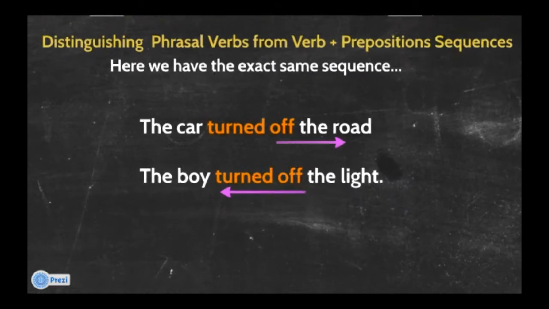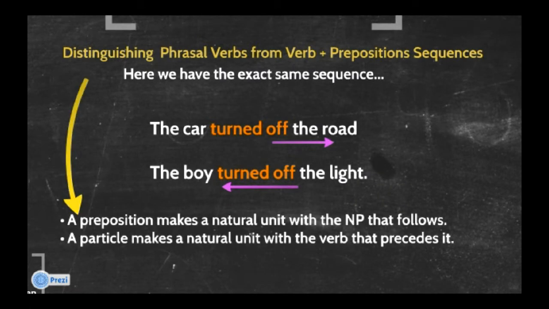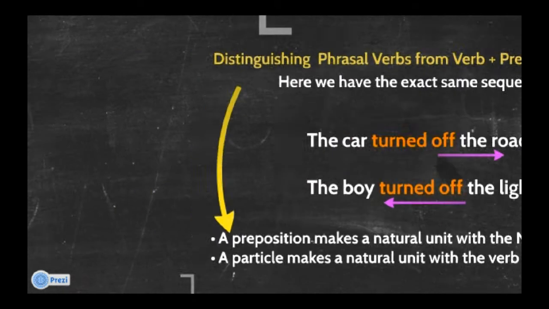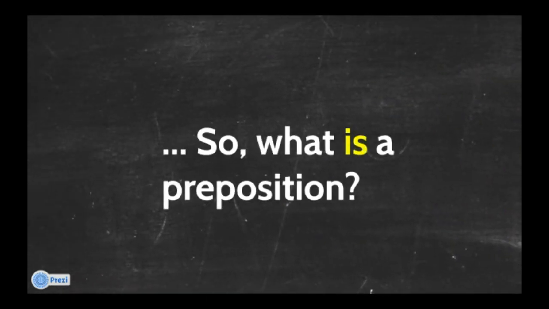This can be explained because a preposition makes a natural unit with the noun phrase that follows, as opposed to a particle, which makes a natural unit with the verb that precedes it. Being able to distinguish these two concepts is relevant to the following topic. This takes us to prepositions.